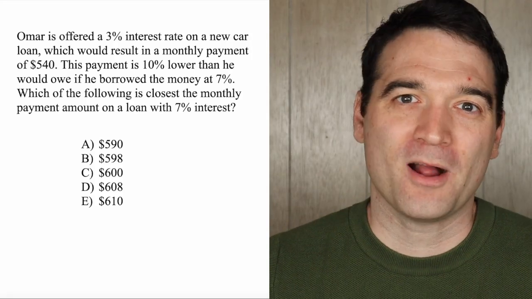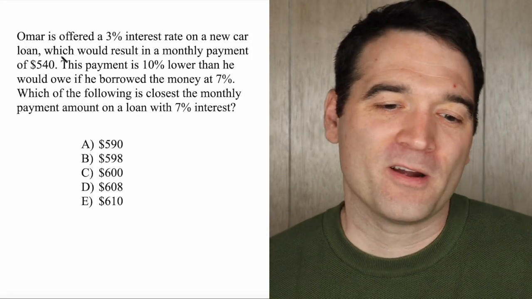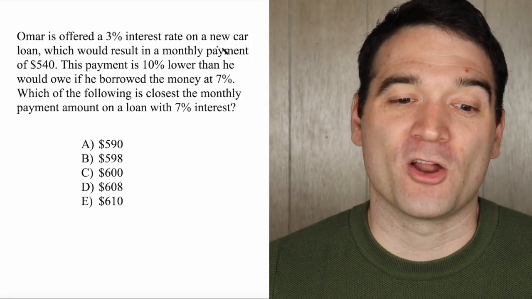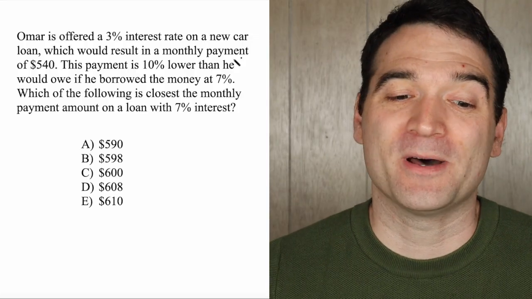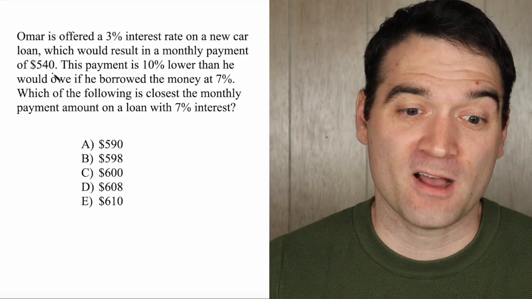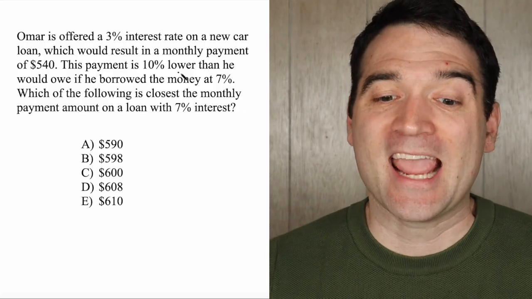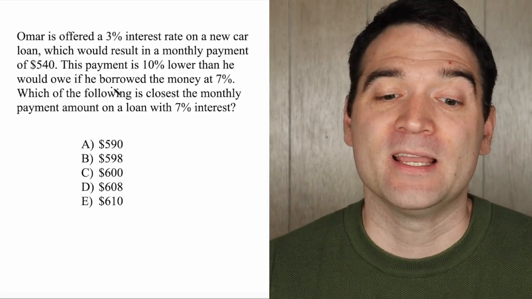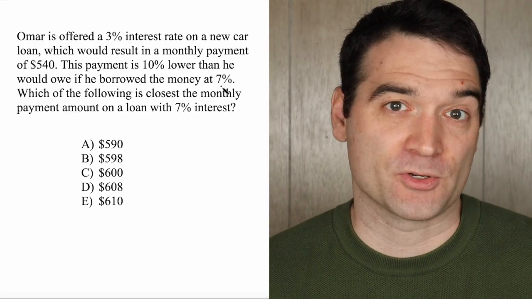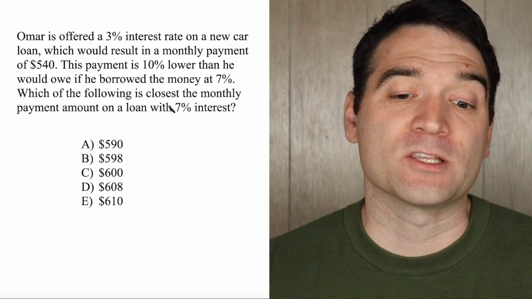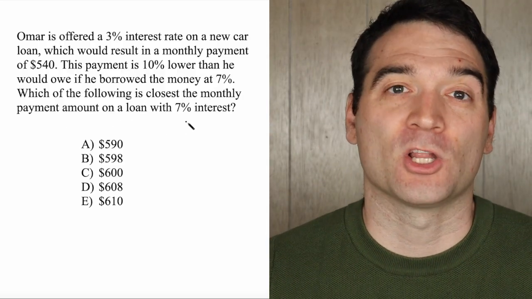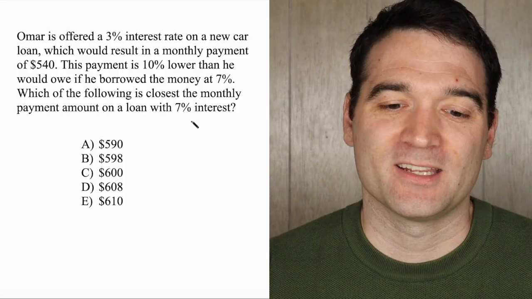Here's a GRE word problem. Let's take a look. Omar is offered a 3% interest rate on a new car loan, which would result in a monthly payment of $540. This payment is 10% lower than he would owe if he borrowed the money at 7%. Which of the following is closest to the monthly payment amount on a loan with 7% interest?